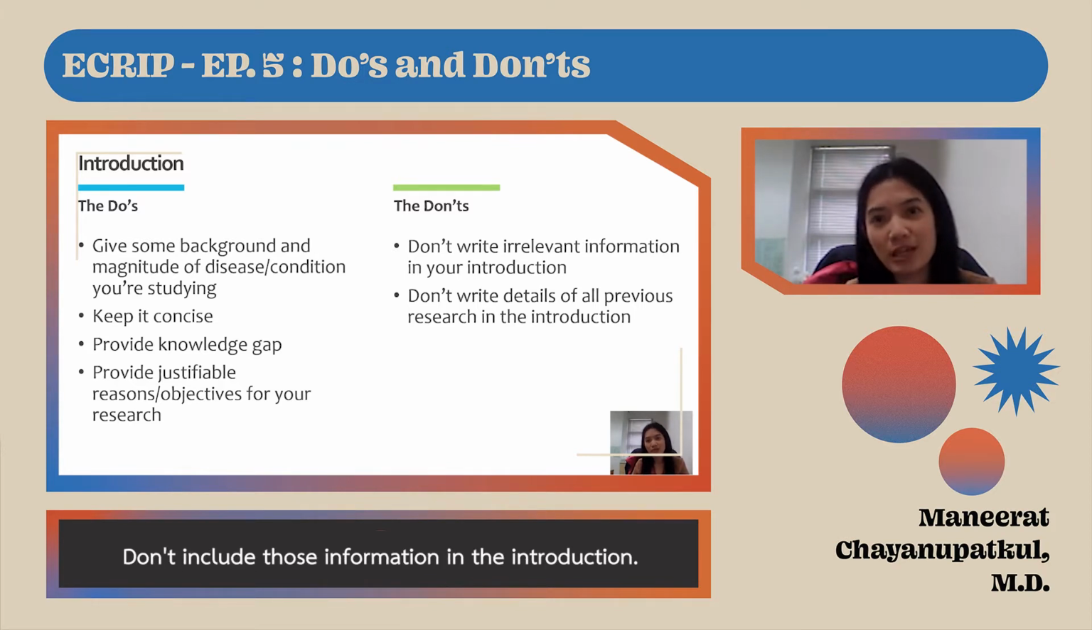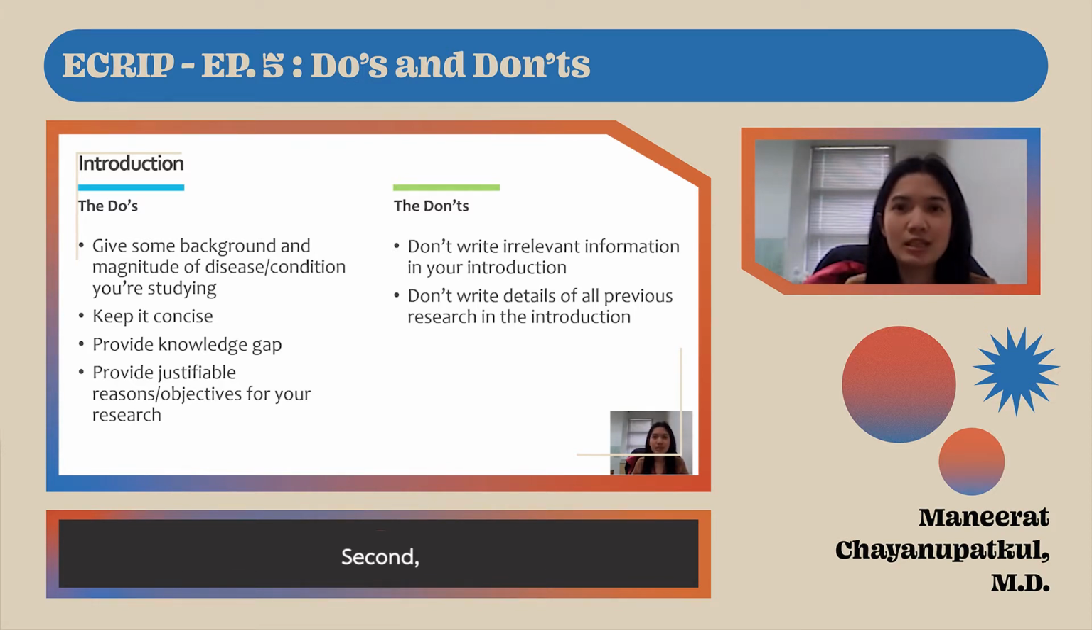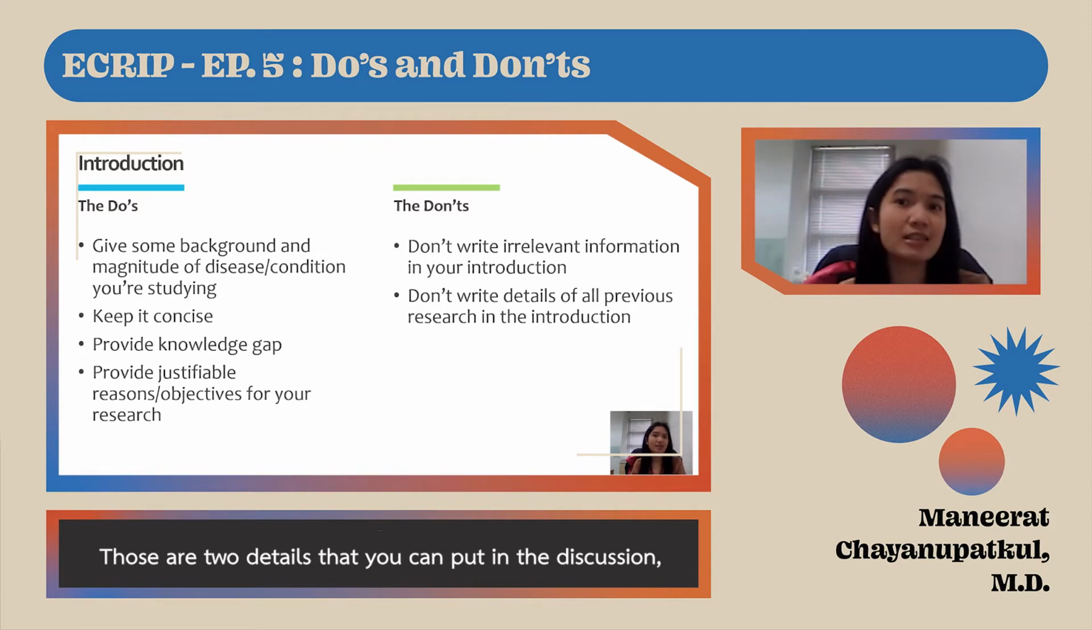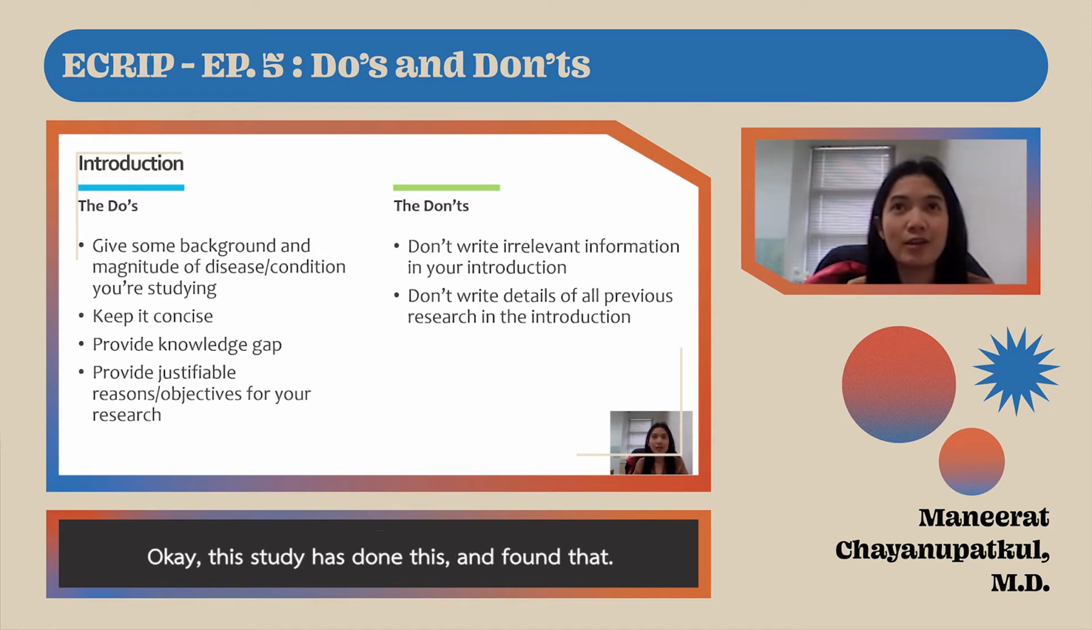Don't include that information in the introduction. Second, you should review a little bit of previous data, but summarize it. Don't put in details like, oh, this person so-and-so compared this and this, the number is this, the number is this. That's too detailed. That you can put in the discussion, but not in the introduction. In the introduction, you just summarize. Okay, this study has done this and found that, and that's it. Don't put in numbers, data, and details about the research. That you keep in the discussion.